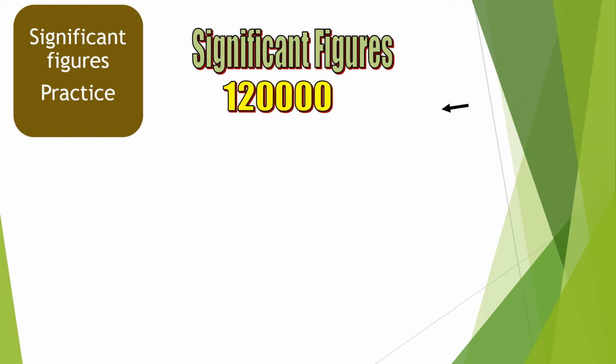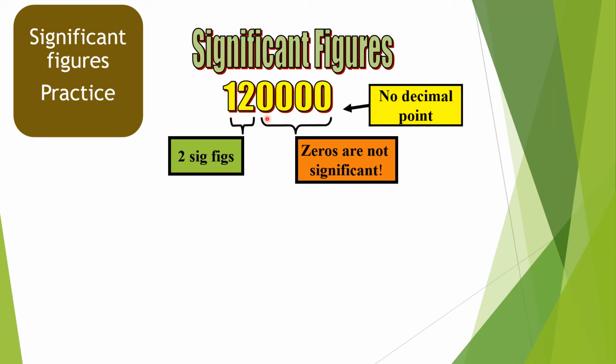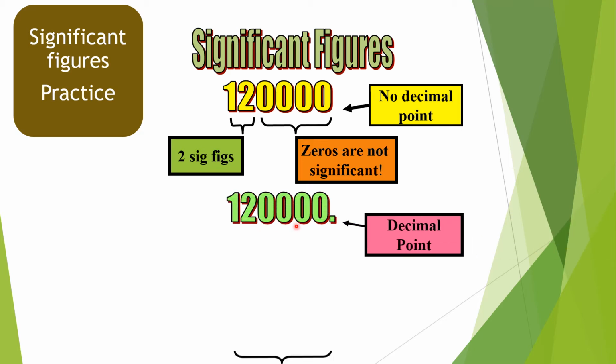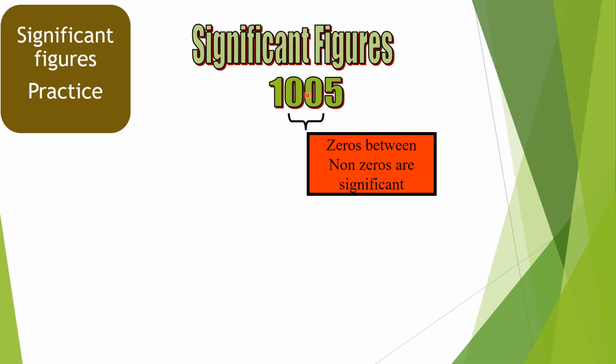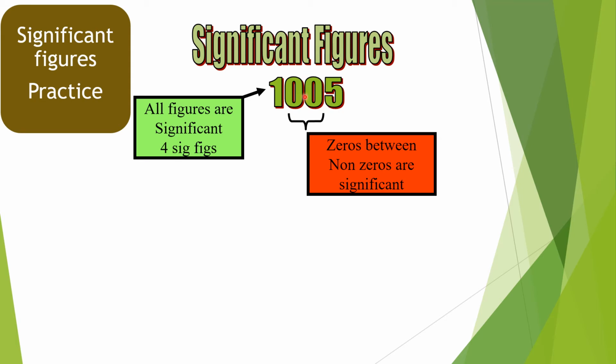Now we are doing practice of significant figures. Here in this number 120000, there is no decimal point, so zeros are not significant and we have only two significant figures, 1 and 2. But here in 120000 with a decimal point, all digits including zeros to the left of the decimal are significant and we have six significant figures. Here in 1005, zeros are in between two non-zeros. So all figures are significant and we have four significant figures.